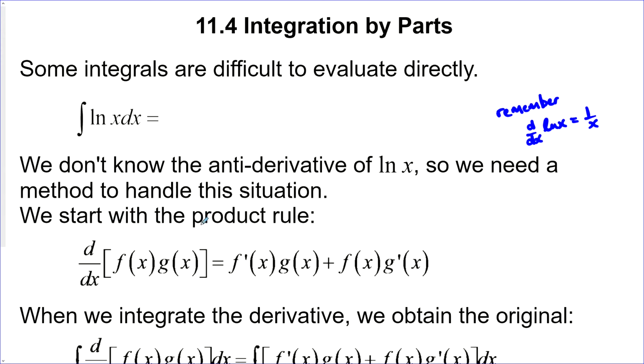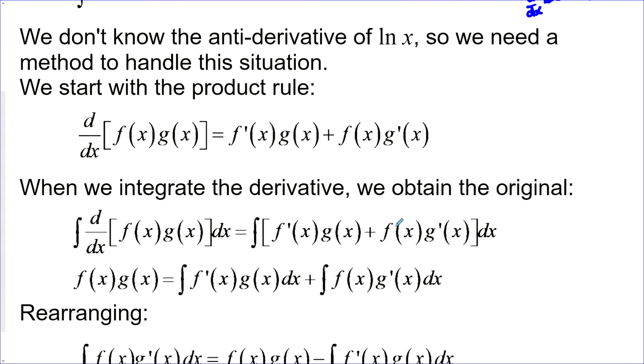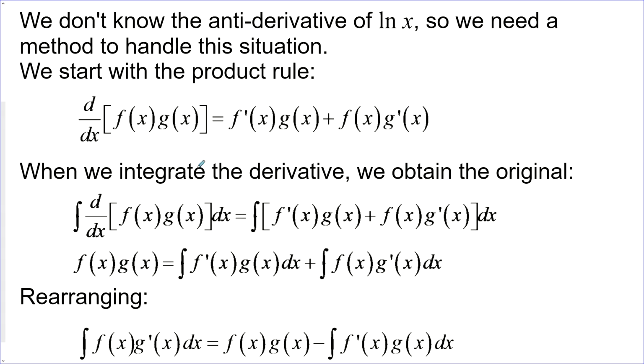Let's start with the product rule. The product rule says if we take the derivative of two functions that are being multiplied together, we take the derivative of the first one, leave the second one alone, and then add that to the first one left alone times the derivative of the second one. Now, using that equation, we're going to integrate both sides. So on this side we integrate, and the derivative and the integral cancel each other out. And we're just left with f of x times g of x.